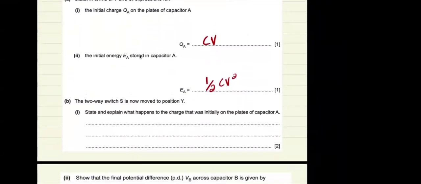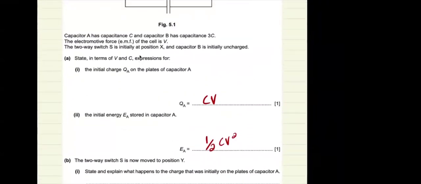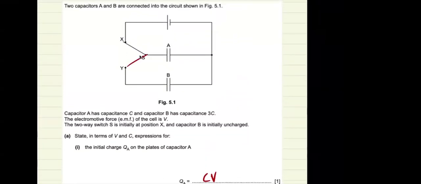The two-way switch has now moved to position Y. State and explain what happens to the charge that was initially on the plates of capacitor A. When the switch is here, you know that this capacitor will start discharging across this capacitor. So this capacitor would keep losing charge, this would keep gaining charge, but it's not going to be an indefinite process. It only goes on until both of these have equal potential differences.